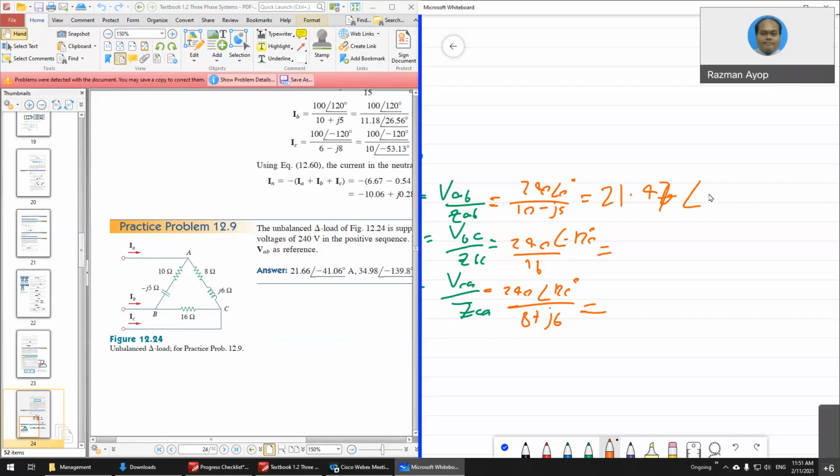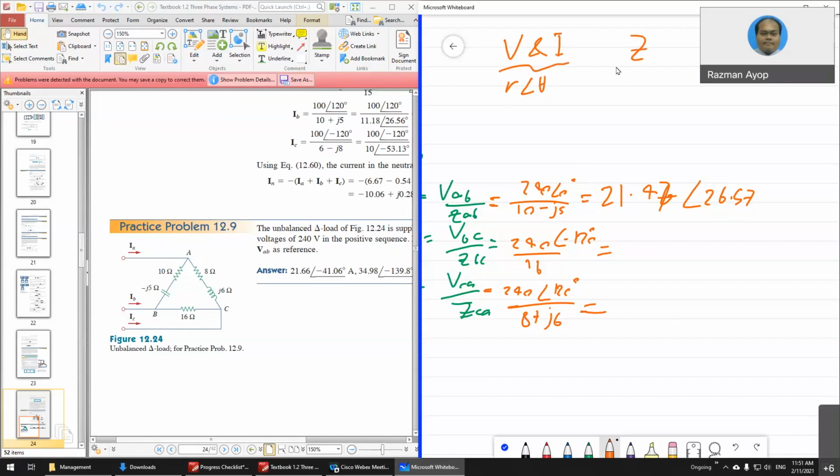Angle 26.5. Is that in rectangular or polar? Sorry, polar form, the one with the angle. Okay, one second. Current and voltage, how can I show this? V and I are in the form R angle theta.